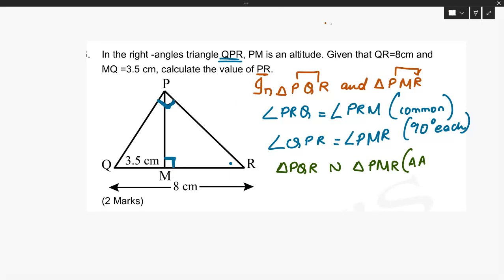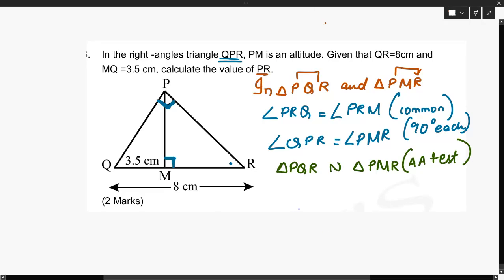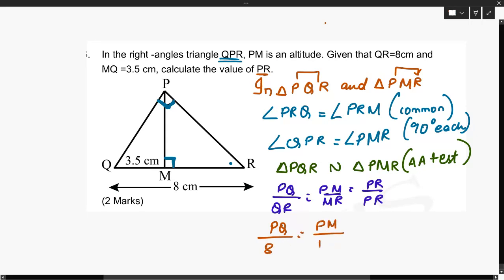Now, as the triangles are similar, their corresponding sides will also be proportional. So we will write PQ upon QR is equal to PM upon MR, which is equal to PR upon PR. We will pick up only whatever measurement is given in the diagram. PQ is given? No. QR is given, which is 8. PM is given? No. MR is also not given. So this is not necessary. PR.